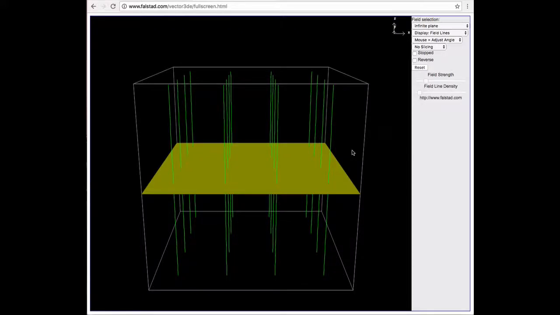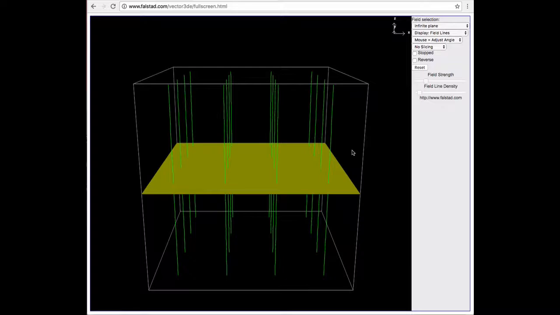We're going to talk about flux, specifically electric flux. What in the world does that mean? So flux is a way of measuring the number of field lines going through a particular area. I am going to use a couple of different examples here to try and clarify what I mean by flux, and specifically electric flux.